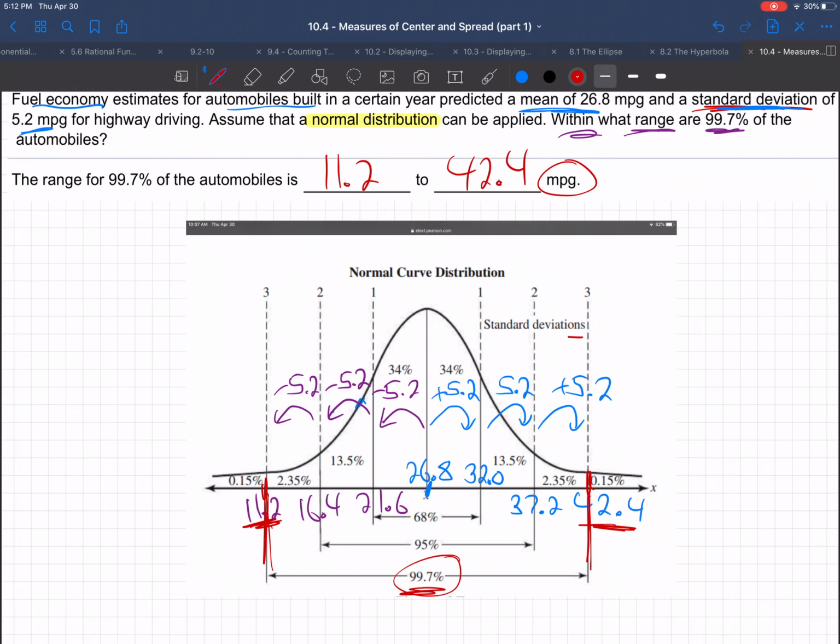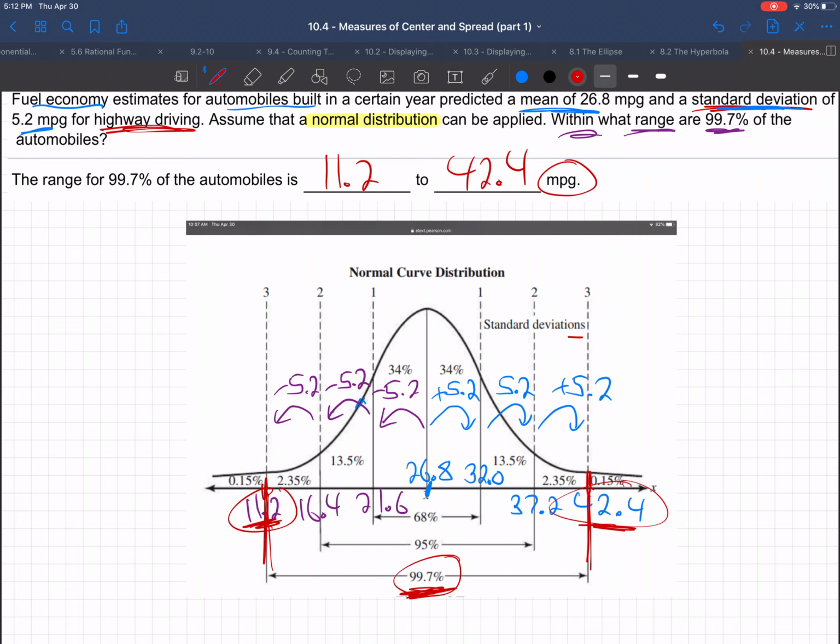This is highway driving. So yeah, even trucks and things get 11.2 at about. There's not many cars below that or above 42.4 probably. So 99.7% of all cars are in that range. So we can answer whatever the questions they want based on the percentages in the normal curve.